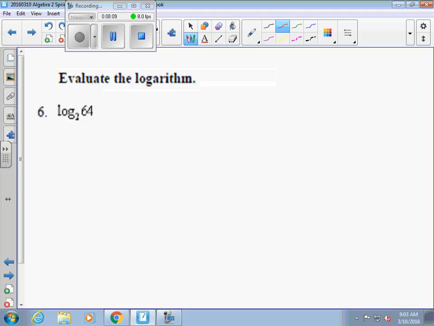Number 6, evaluate this logarithm. So it's saying log base 2 of 64. So what it's saying is 2 to the what power is equal to 64. If you have your little cheat sheet that I gave y'all, you can do it a little faster, or you could just see how many times you got to multiply 2 times itself, but it's 6. So 6 is the correct value.